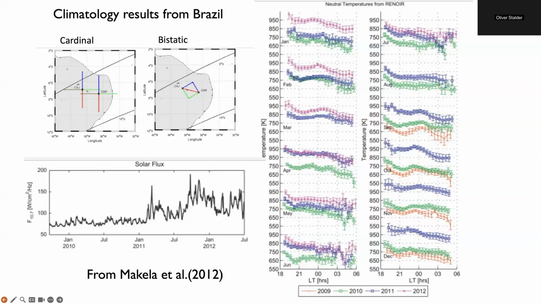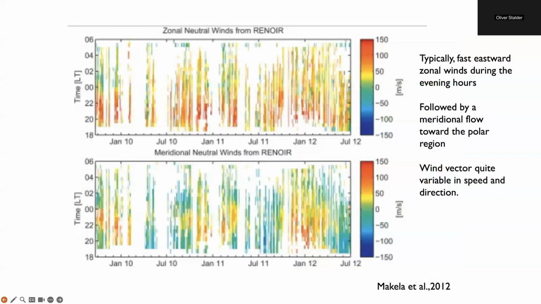And you can see how the temperature increased as you go from solar minimum to solar maximum. The orange is the solar minimum, green is slightly later, 2011, and the violet purple is for 2012. And this illustrates the zonal and meridional winds over the same months. One takeaway observation is that the thermospheric wind is quite variable in direction and amplitude speed from night to night or month to month.